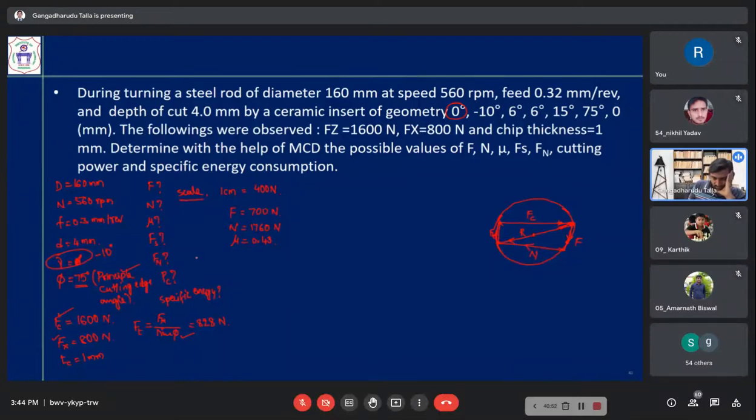Now how to find this Fs and Fn? Fs will come in this upward direction. We should know phi, that is the shear angle. Now can we get the shear angle? For getting the shear angle, what are the things required? Gamma is required, which is given, and we should know the r value, to by tc. tc is available. What is to then?